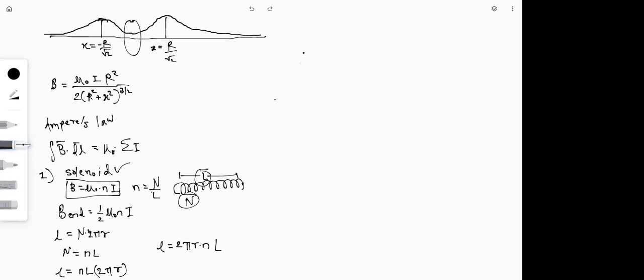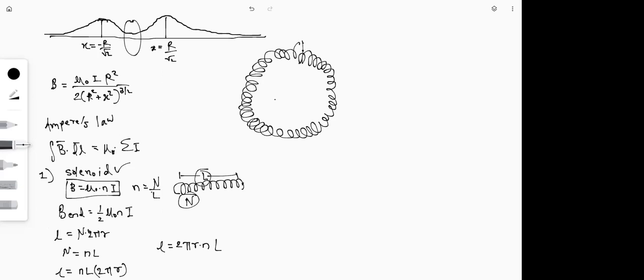So if we look at the toroid properly, this is a tentative shape of a toroid. Suppose the current enters here and leaves from here. So we can expect that on the line joining the centers, a very large magnetic induction is produced. And that magnetic induction is given by the same formula once again, that is mu naught into n into I, where n stands for the number of turns per unit length once again. So capital N upon L.